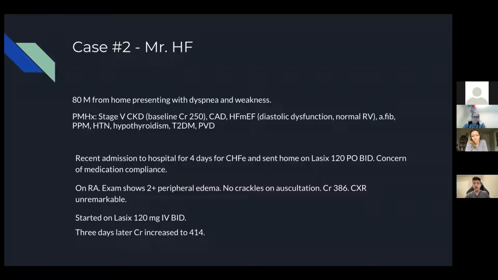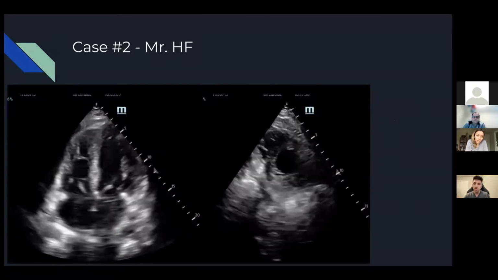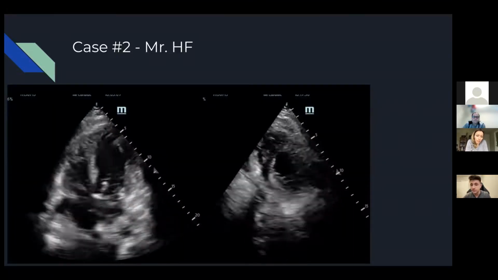3 days later, his creatinine comes back at 414, so actually a little bit higher than it was before. And it's not unreasonable at this point to think, well, are we actually on the wrong path here? Could he be very intravascularly depleted? Are we actually making things worse with this aggressive diuresis? So another role for ultrasound and VExUS.